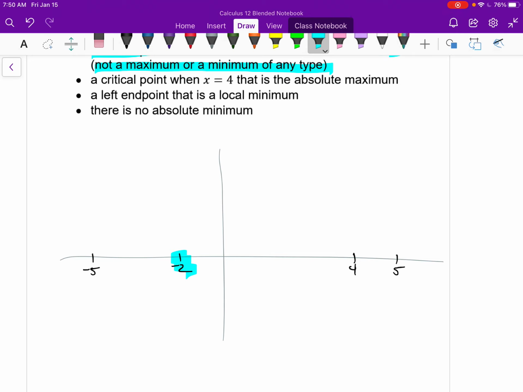I shouldn't even say it's a kink. There are a lot of different possibilities. But again, it's a critical point, but it's not a max or min of any type. That's it at 4.